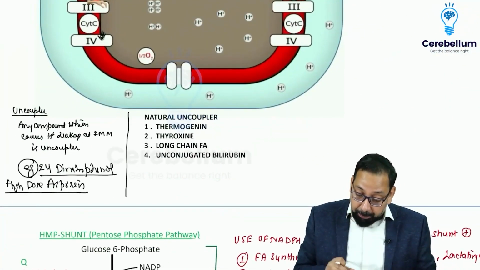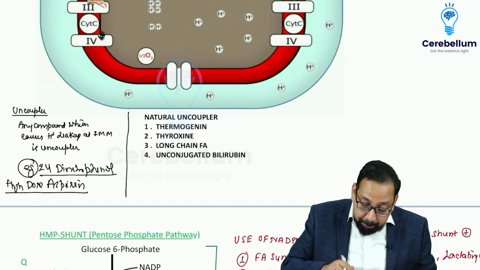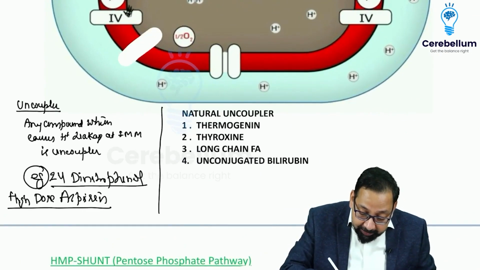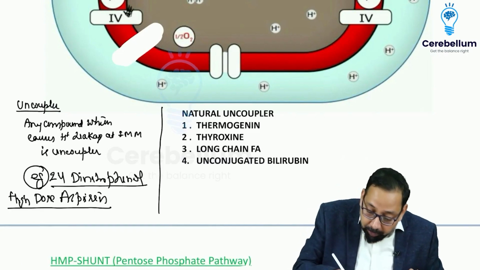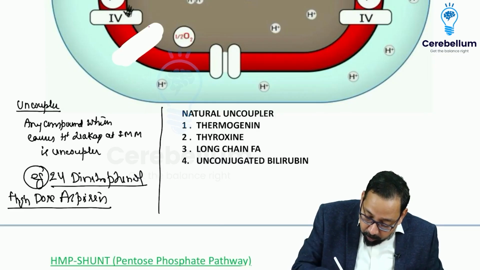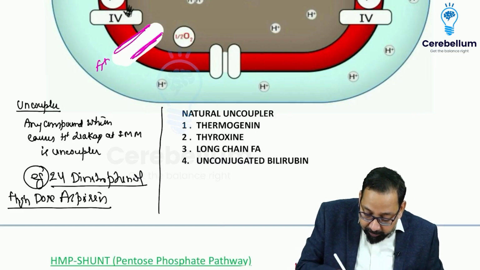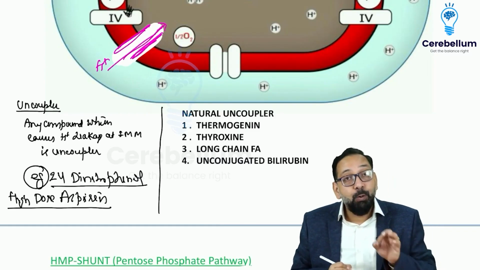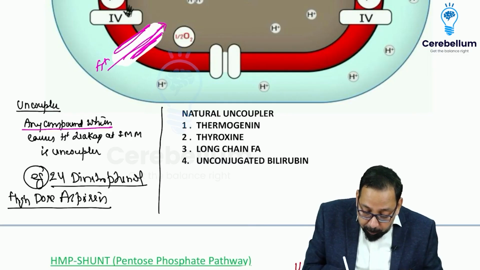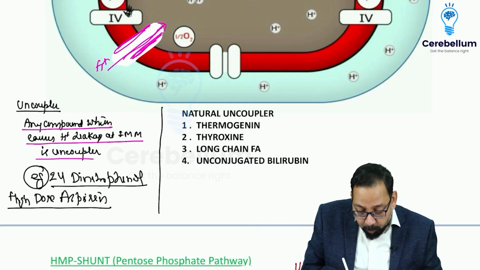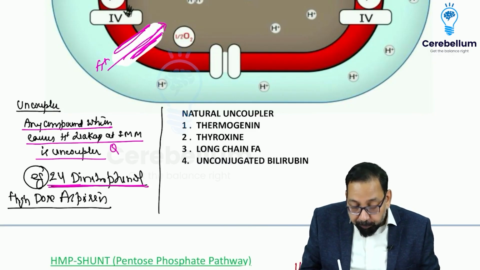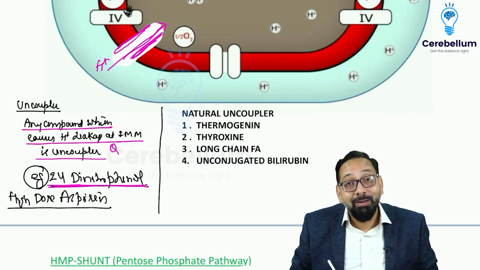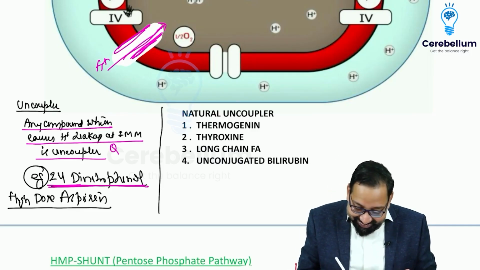Now, the concept of uncoupler. Remember, any compound which causes H ion leakage at the inner mitochondrial membrane is an uncoupler. If there is a pore at the inner mitochondrial membrane, H ions can diffuse via it, and this is called uncoupling. Example of uncoupler: 2,4-dinitrophenol. Phenol produces a hole, yes, leakage. High dose aspirin.